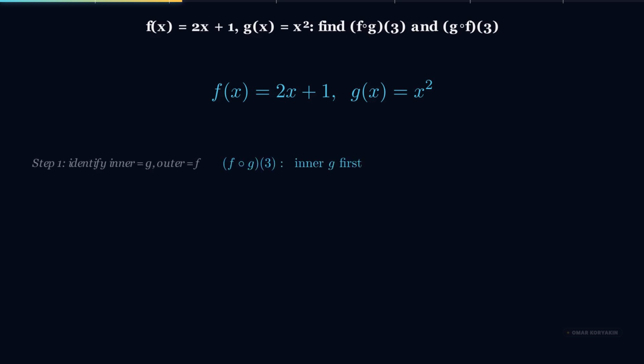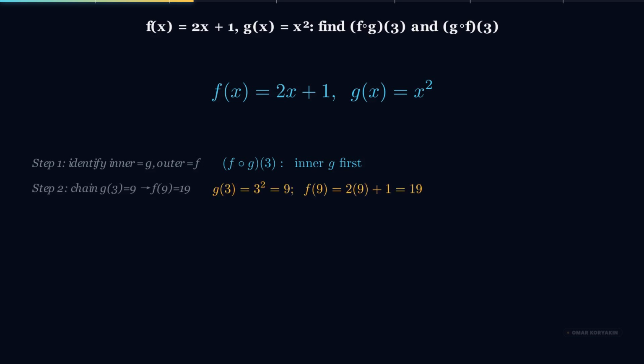Step 1. Compute (f∘g)(3). The inner function is g evaluated at 3. g(3) = 3² = 9. Then evaluate the outer function f at 9. f(9) = 2 times 9 plus 1 = 19. So (f∘g)(3) = 19.